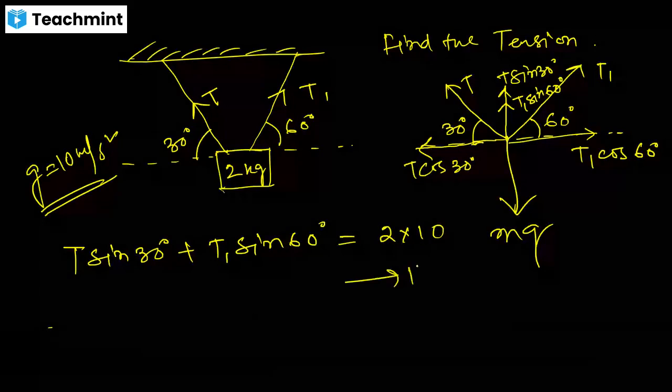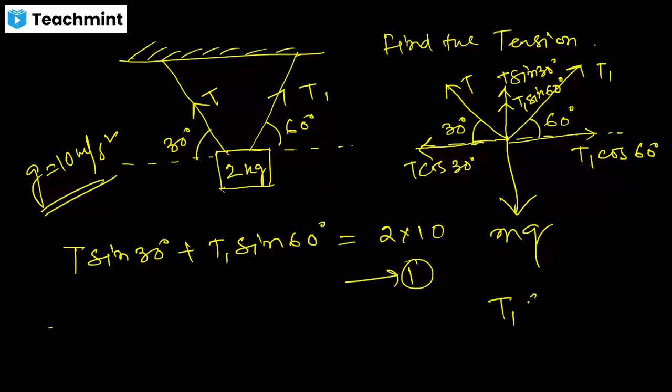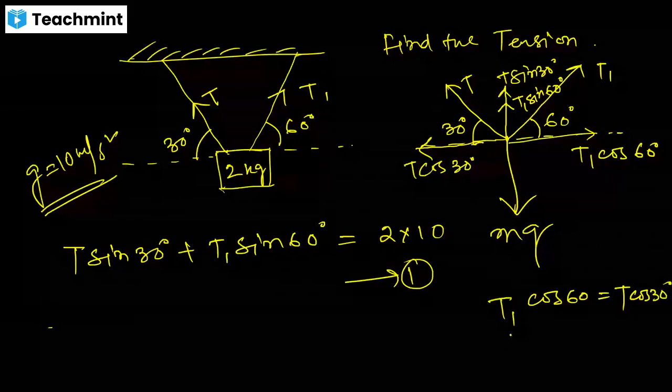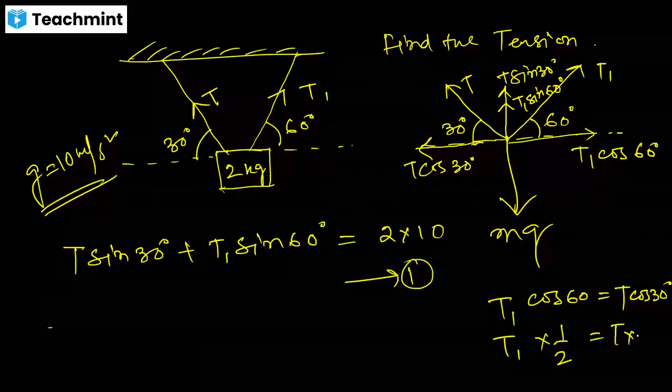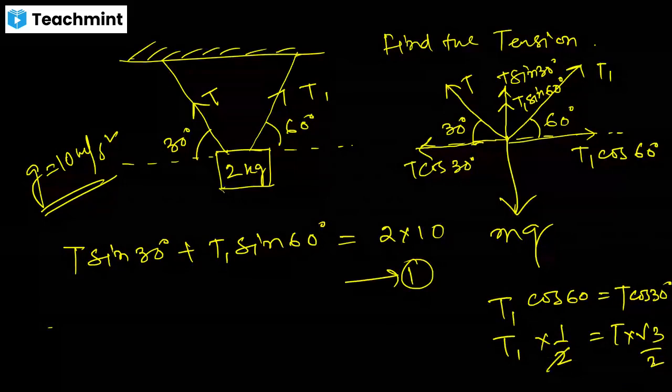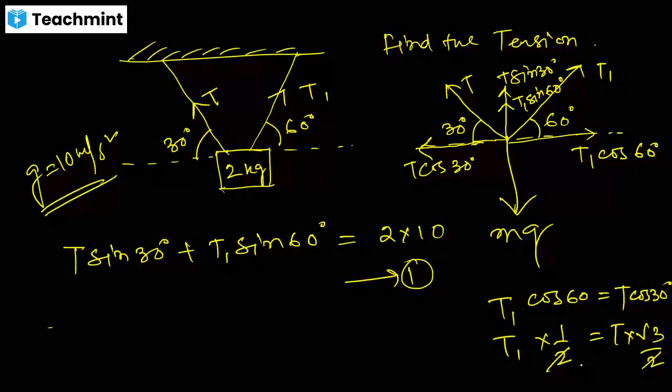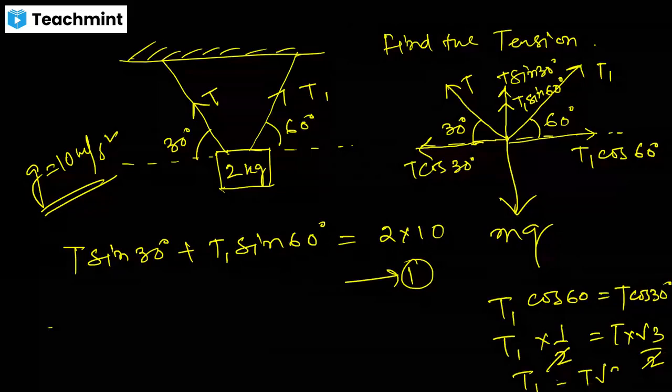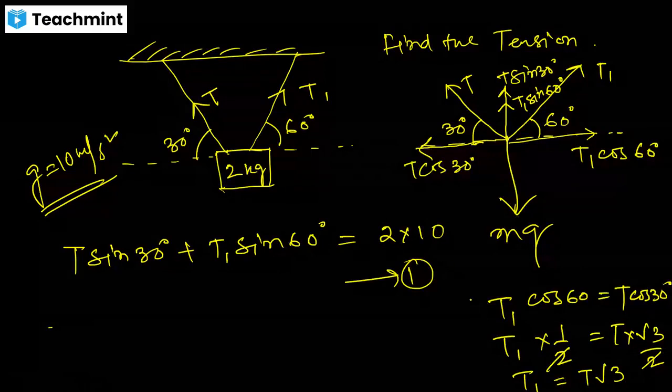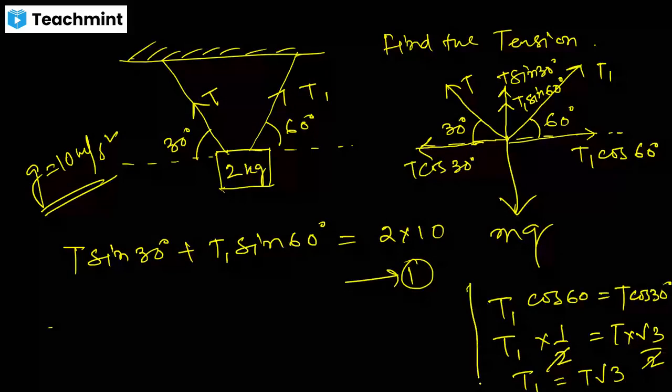Equation number 1. Now, all the right hand side forces are equal to all the left hand side forces. That means T1 cos 60 is equal to T cos 30. T1 cos 60 has a value of half, and T cos 30 has a value of root 3 by 2. So the 2 cancels out, and T1 is equal to T multiplied by root 3. So we have got a relation now.